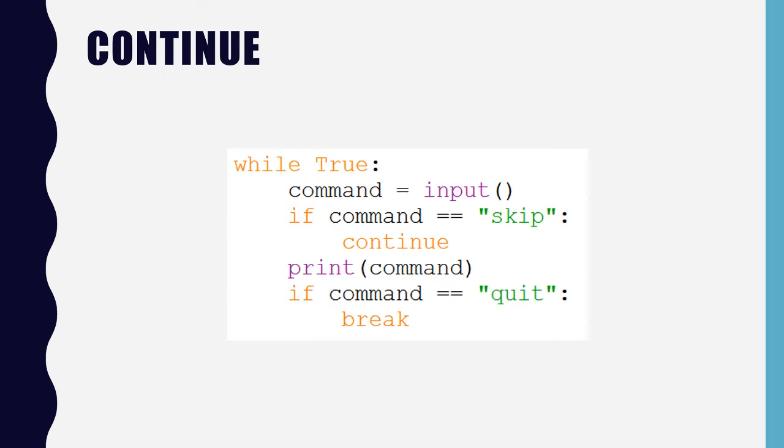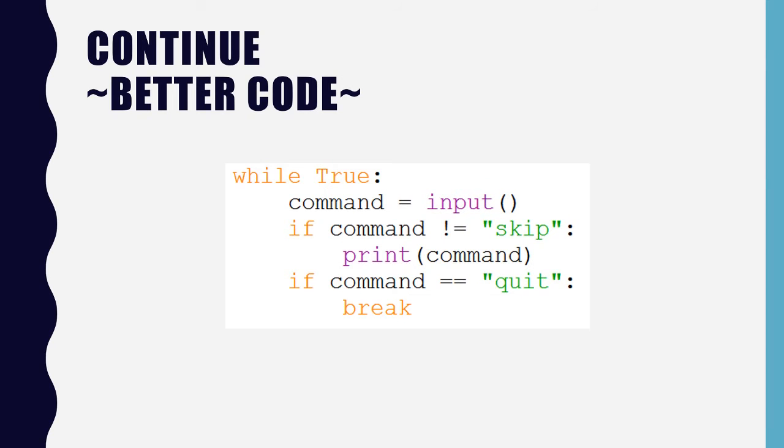The continue statement, instead of breaking out of the loop, just jumps back to the front of the loop. So in this example, if they type skip, we won't print out the command. Instead, we're going to jump to the beginning of the while loop and ask them for their input again. Now, in my opinion, the continue keyword isn't all that useful because we could often write it as just an if statement. And this code has one less line, in my opinion is easier to read, and does the exact same thing.